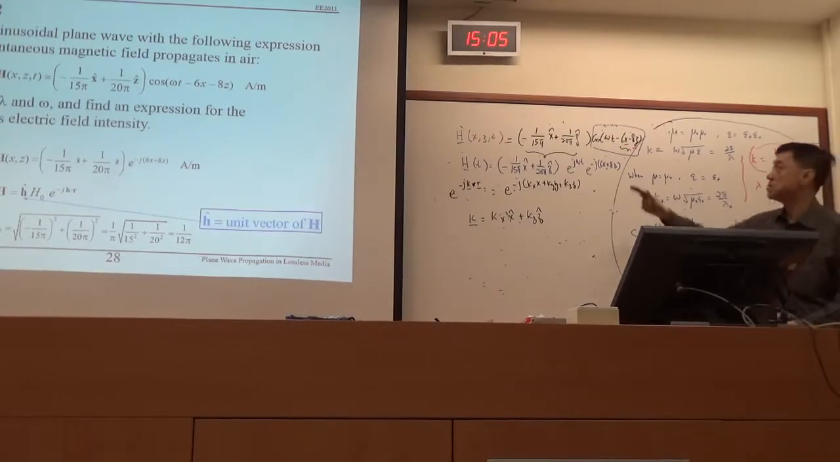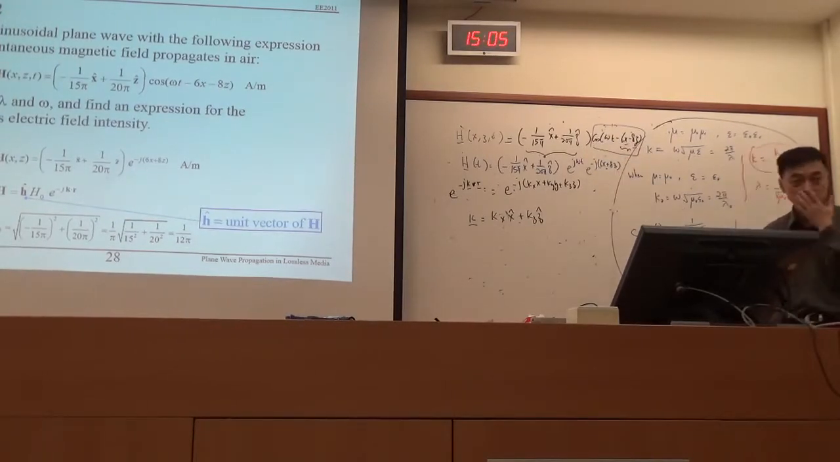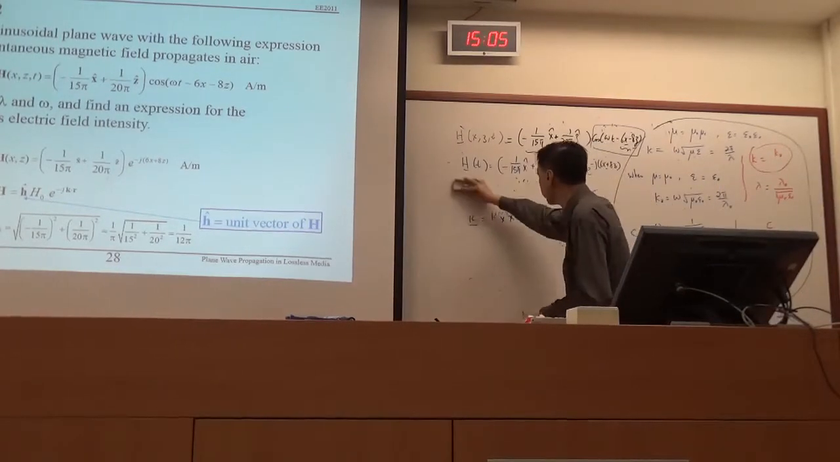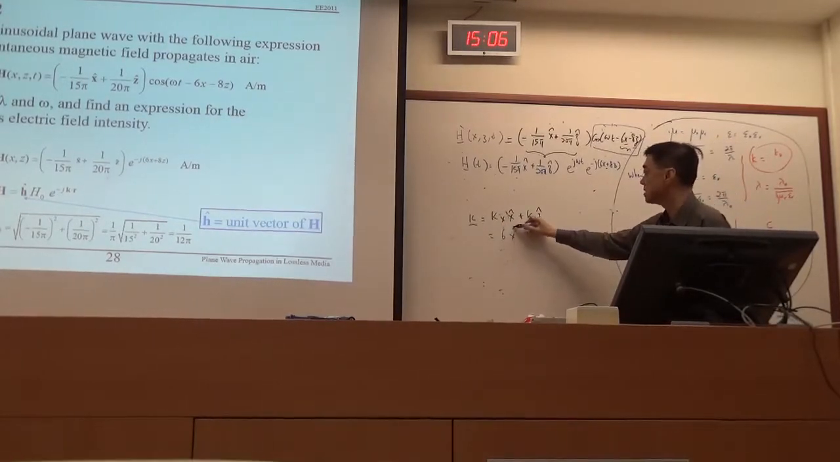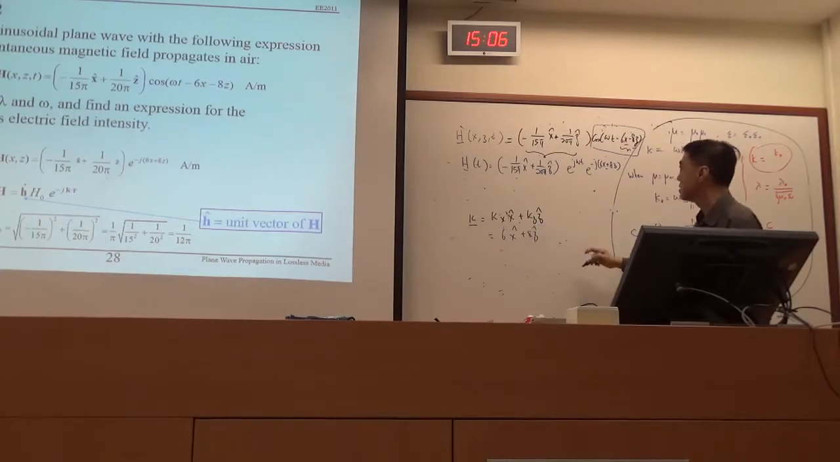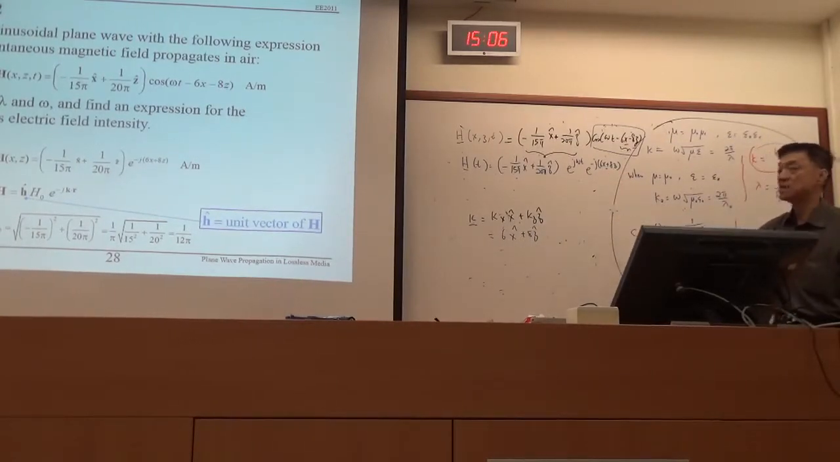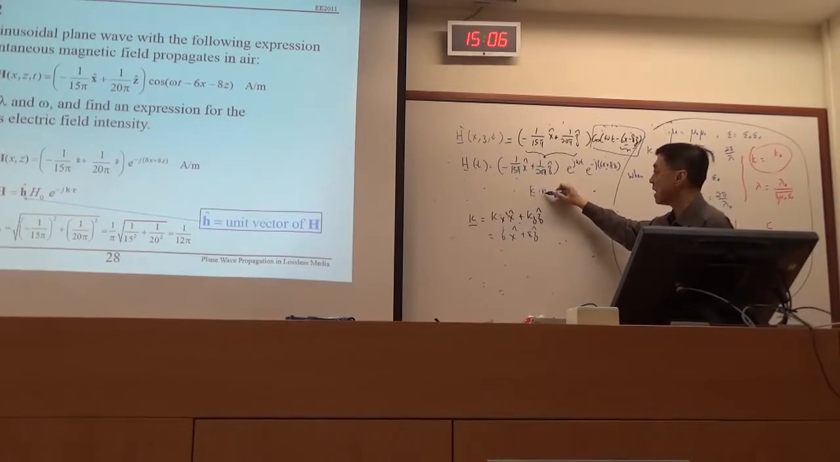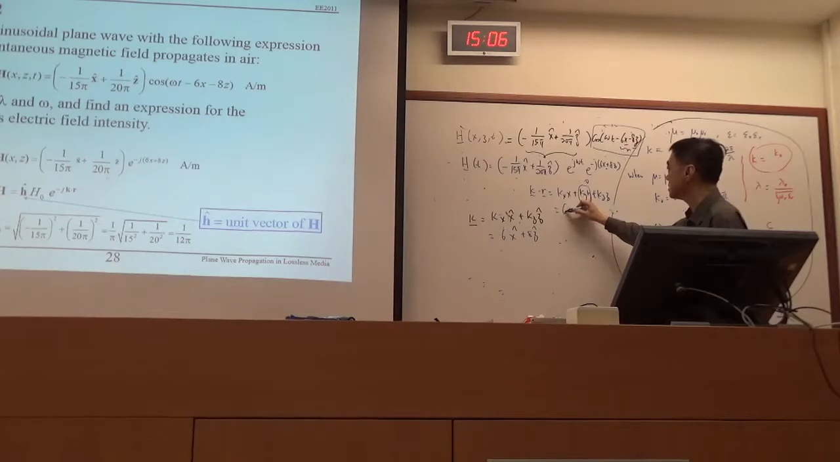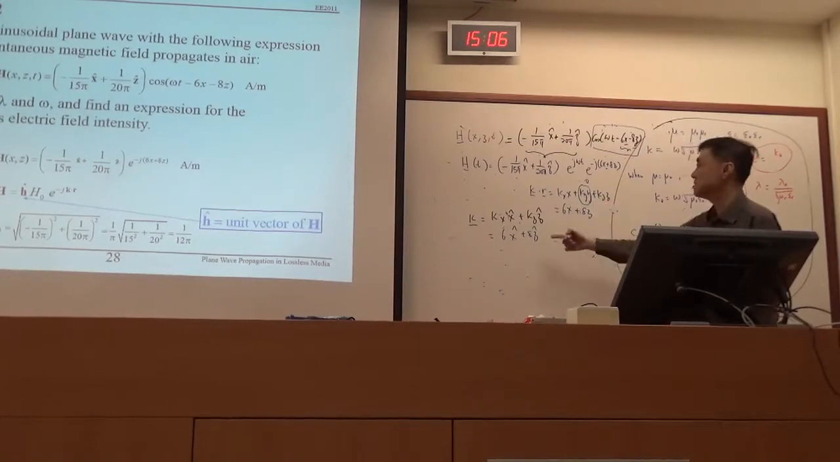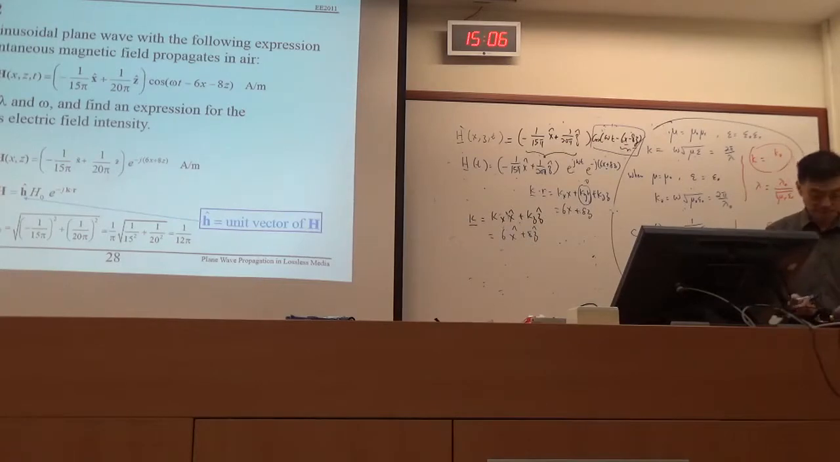Okay, so I do this, I transfer it into phasor form. Now, what is my k? I can say that it is equal to 6x plus 8z. Because k dot r is equal to kx x plus ky y plus kz z. This is 0. This is equal to 6x plus 8z. So kx is equal to 6, kz is 8.